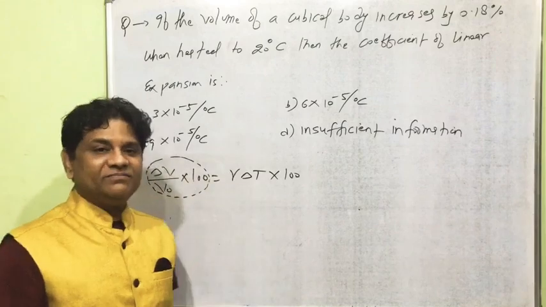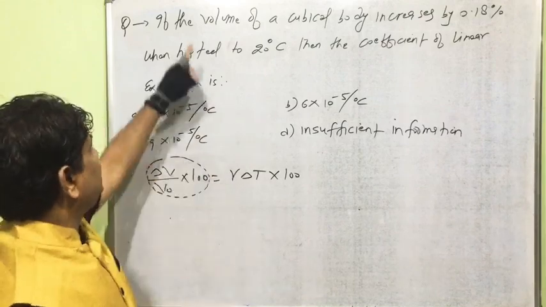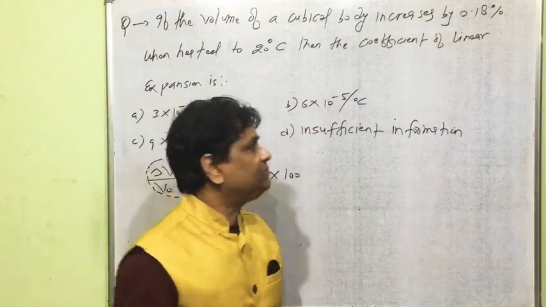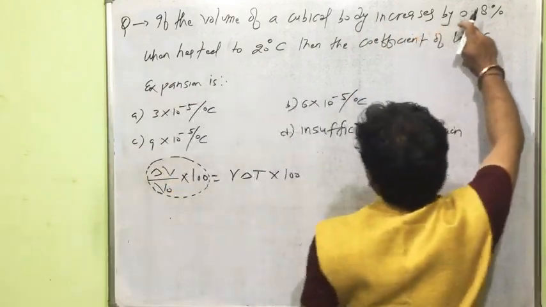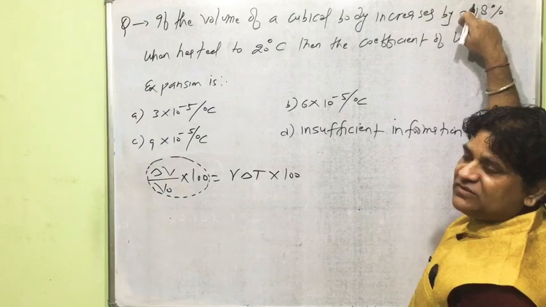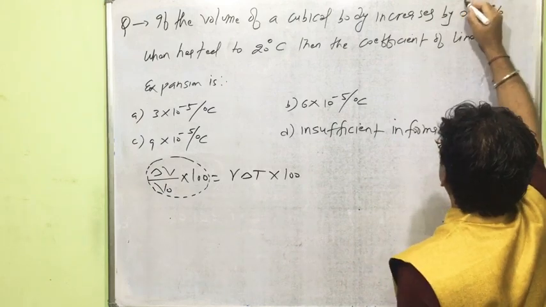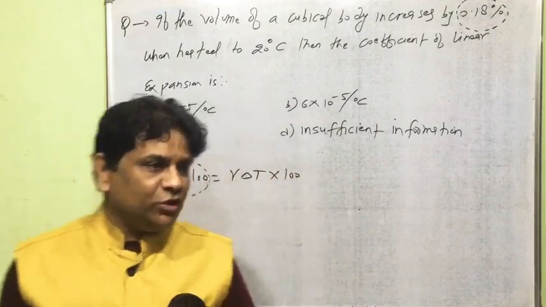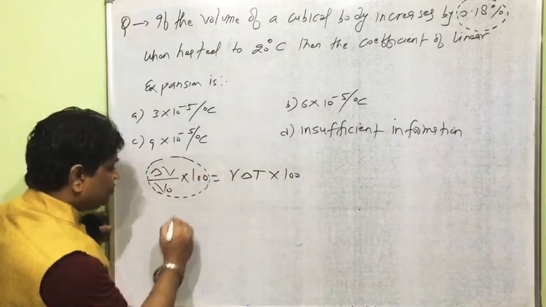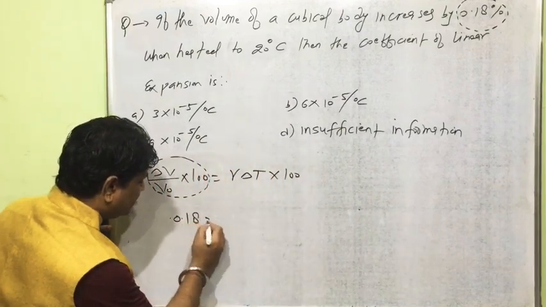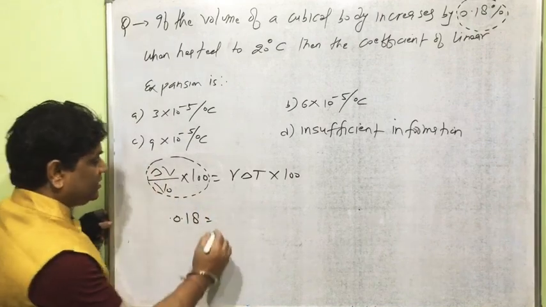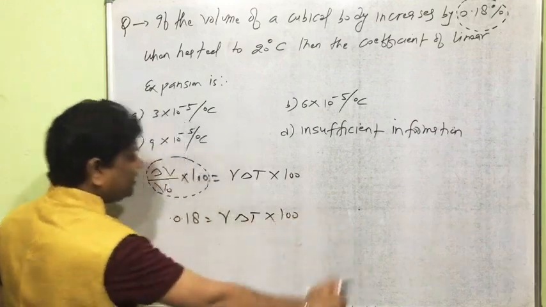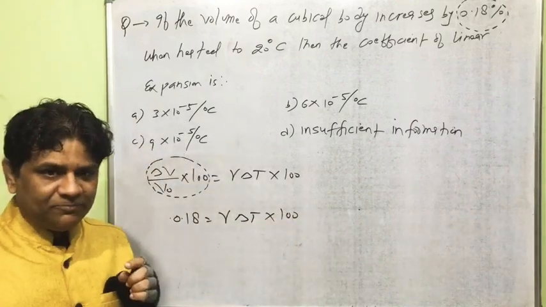Now what is given in the question, we can check it now. If the volume of a cubical body increases by 0.18%, this is the percentage change in volume. So the percentage change in volume is how much given? 0.18. So 0.18 is equal to gamma into delta T into 100.